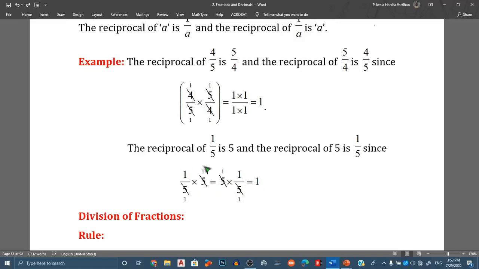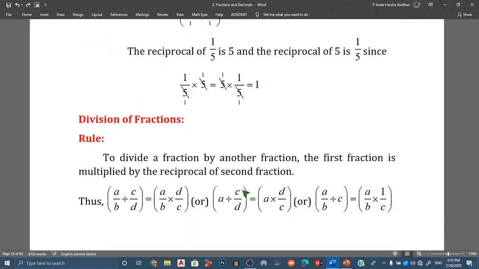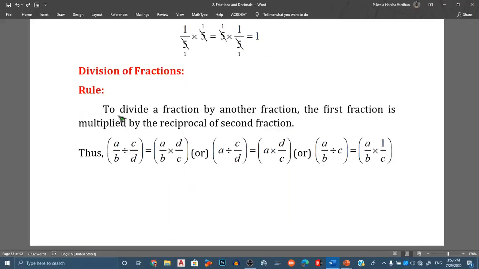Okay. Next, division of fractions, which I already explained. The rule for division is to divide a fraction by another fraction: the first fraction is multiplied by the reciprocal of the second fraction. Simple. So, for example, if you want to divide the fraction a by b by c by d, then you have to multiply the first fraction by the reciprocal of the second fraction. That means converting the division into multiplication and converting the second fraction into its reciprocal, which is a by b into d by c, if you write it in the general form.